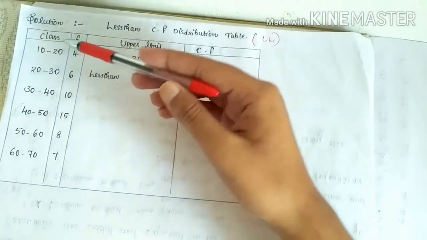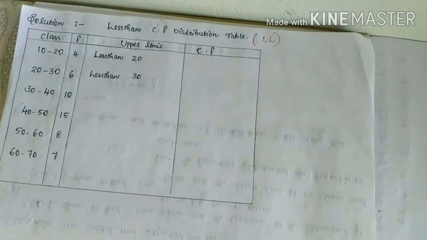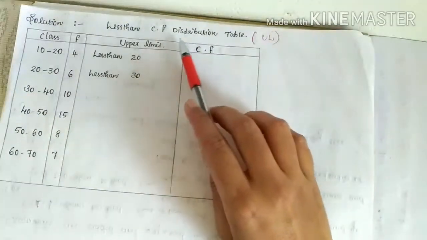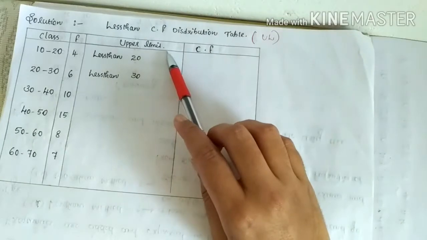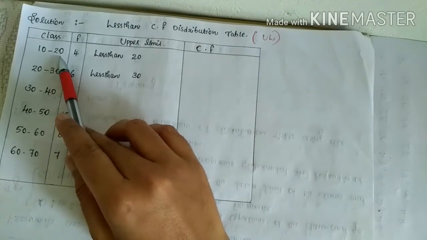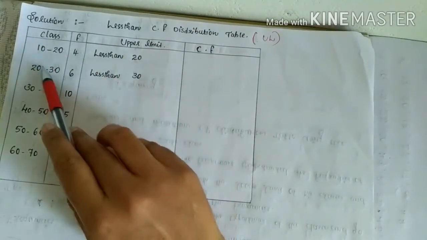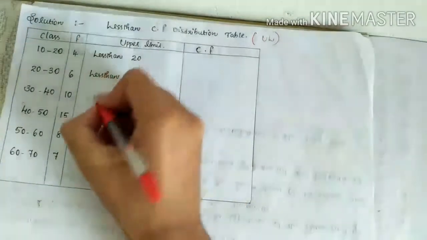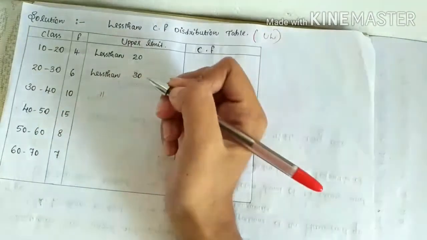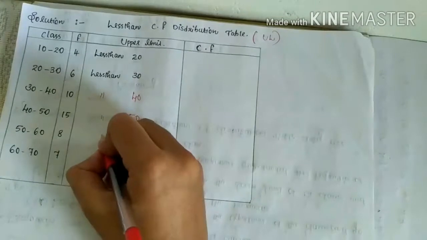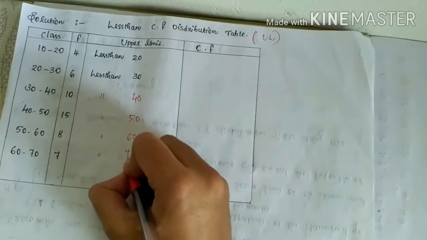The classes are 10 to 20, 20 to 30, 30 to 40, 40 to 50, 50 to 60 and 60 to 70, and the corresponding frequencies are given. So the less than cumulative frequency distribution table is always related with the upper limit of the classes. Here the class of 10 to 20, the upper limit is 20. So less than 20, and the class of 20 to 30, the upper limit gives less than 30, and the class of 30 to 40 gives less than 40, and then less than 50, less than 60, and less than 70.